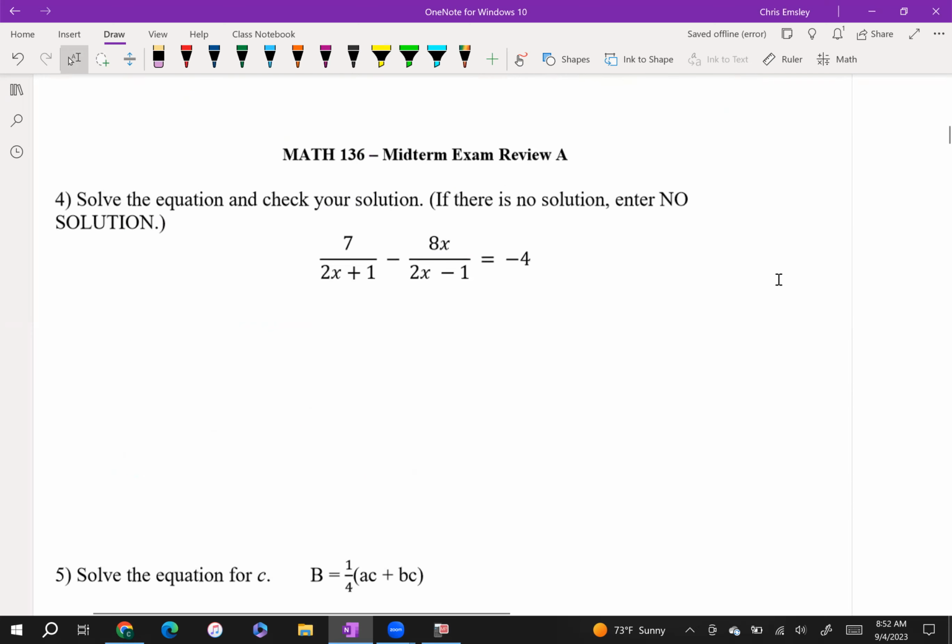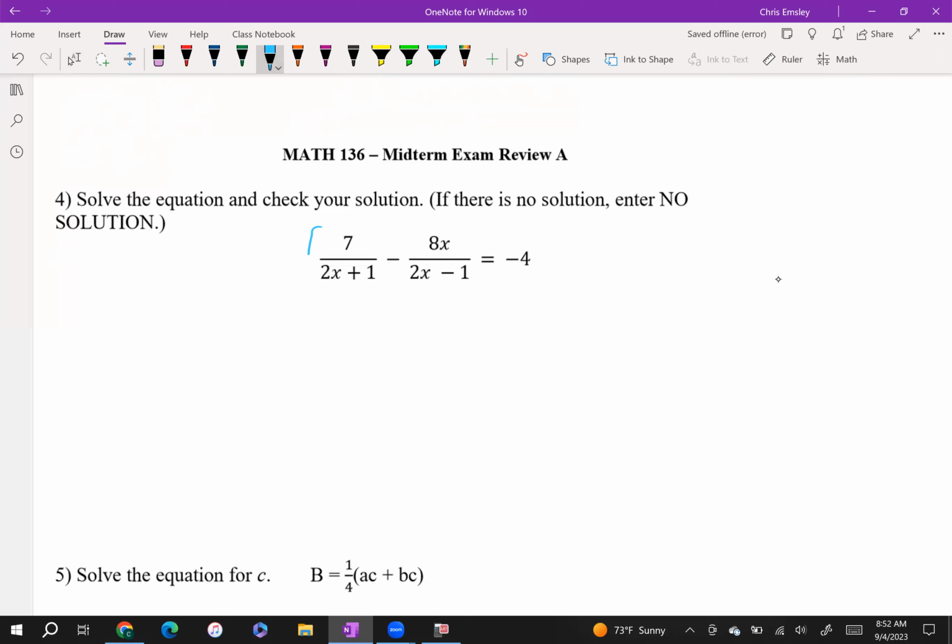Number 4, solve this equation and check your solution. So we're changing here. We were just simplifying. We weren't solving in those first 3 problems. Now we're going to start solving. This is a rational equation, meaning we have some variables there in the denominator. And to solve this rational equation, what we need to do is we need to cancel out those denominators.